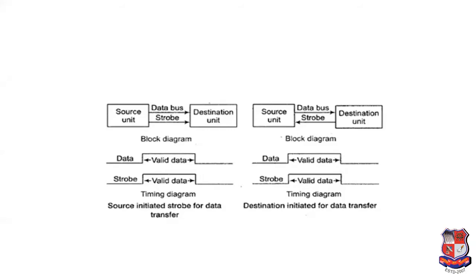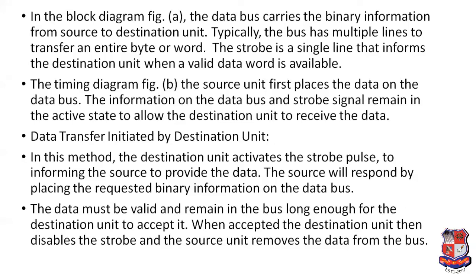In the first diagram, the source-initiated strobe for the data transfer is shown, where the valid data and the strobe are both transferred from the source unit to the destination unit using the data bus. In the second block diagram, the destination-initiated asynchronous data transfer is shown, where the destination unit transfers the data to the source unit using the data bus. In figure A, the data bus carries the binary information from the source unit to the destination unit. Typically, the bus has multiple lines to transfer an entire byte or one word.